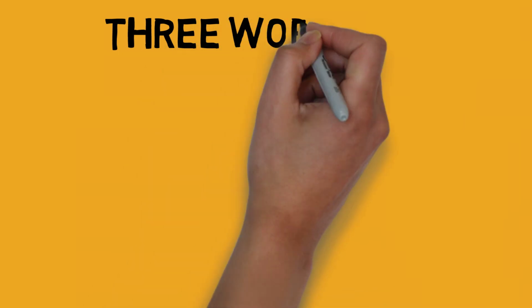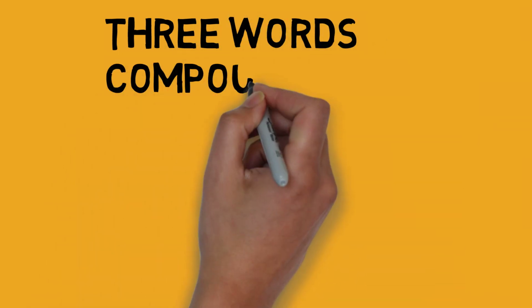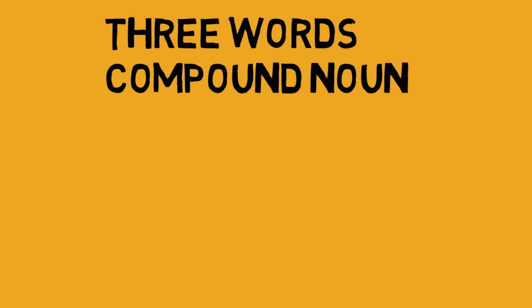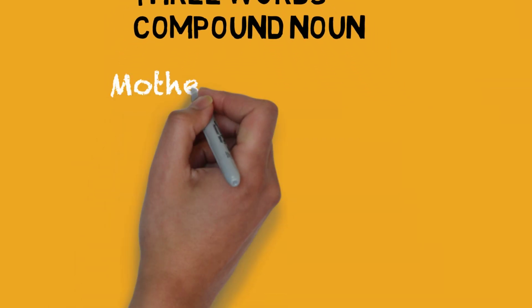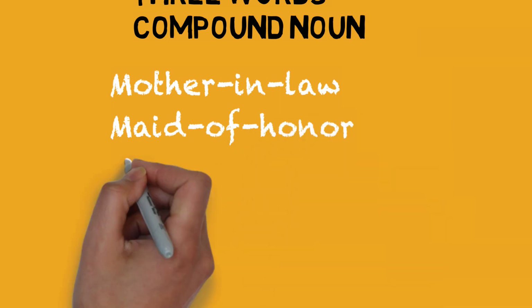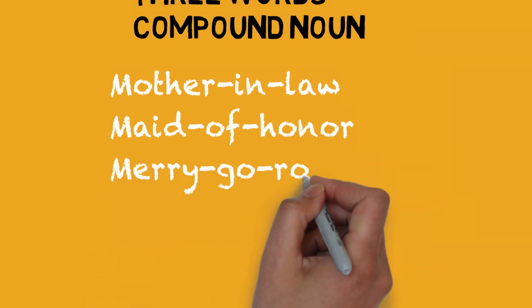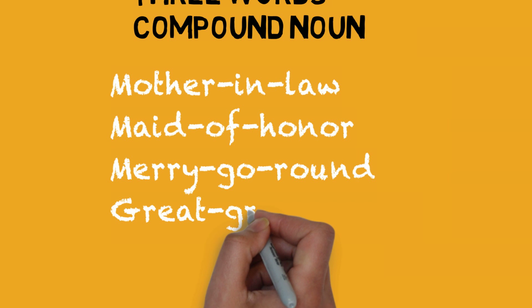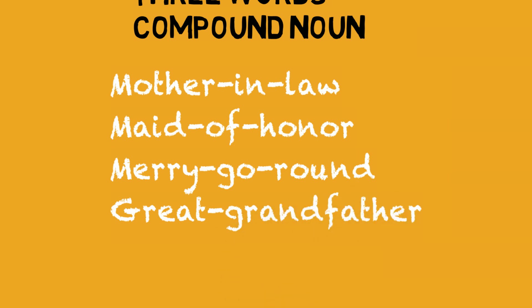And some words combine three words to form a new word. For example, mother-in-law, or maid of honor, or in the word merry-go-round there are three words: merry, go, and round. And the word great-grandfather. These are three different words that become one word that represents one new meaning.